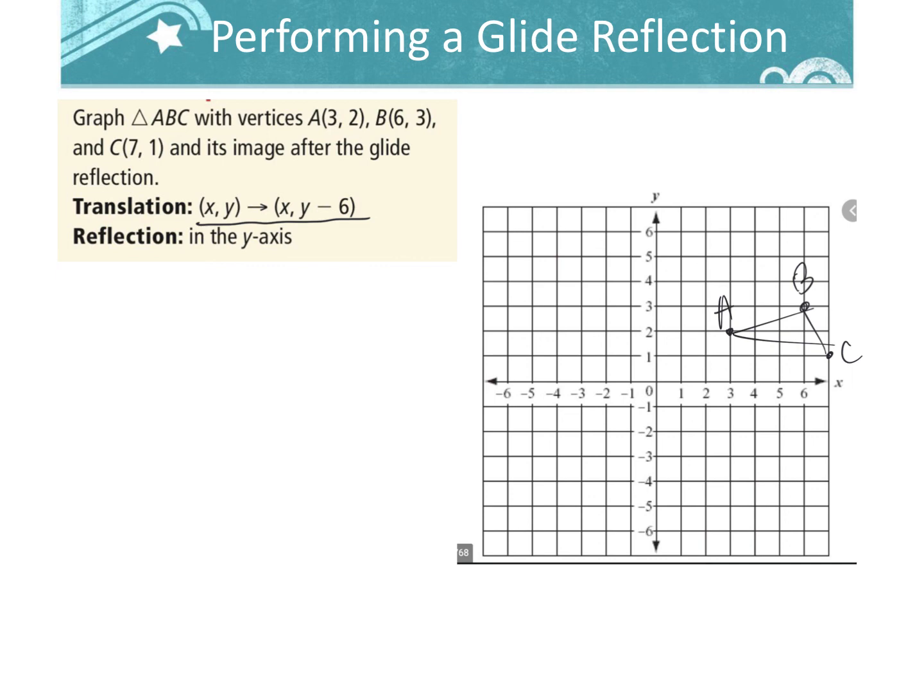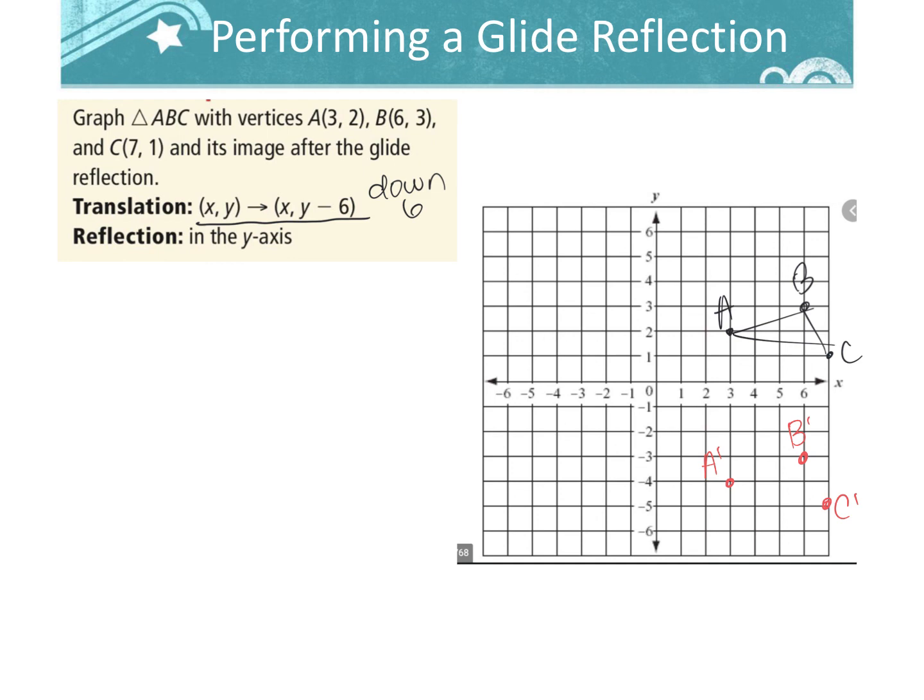Graphically, what's that going to look like, guys? Not up. Down. Down how many units? 6. Are we moving it left or right at all? No. So if you move your graph down 6 units, 1, 2, 3, 4, 5, 6. Here's my new C. Here's my new B, B prime, C prime, and A prime.